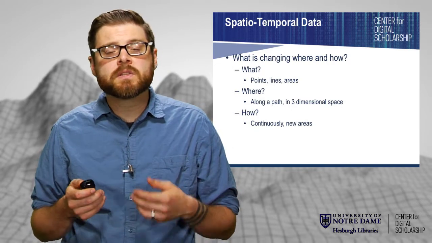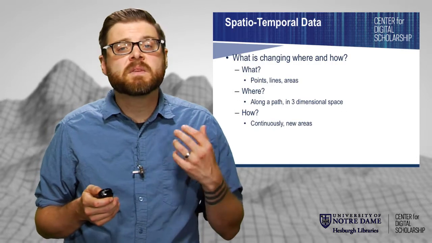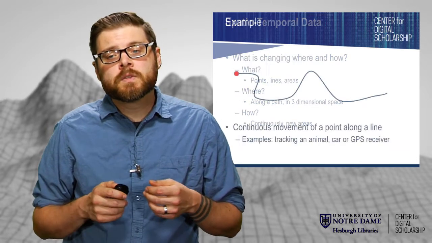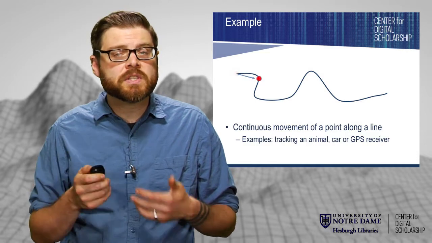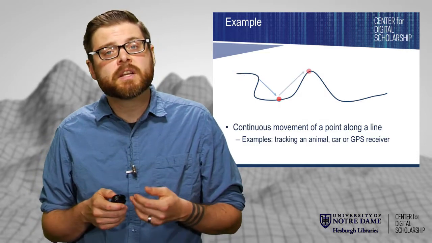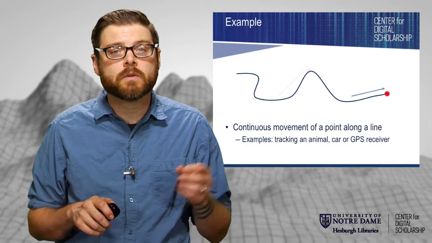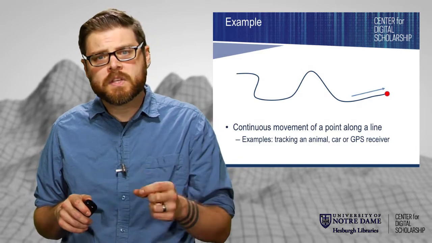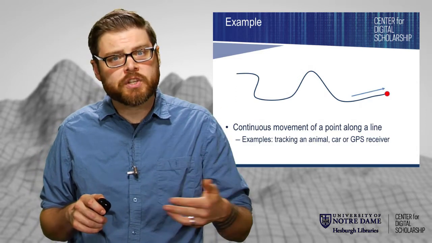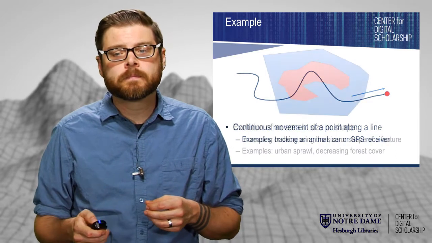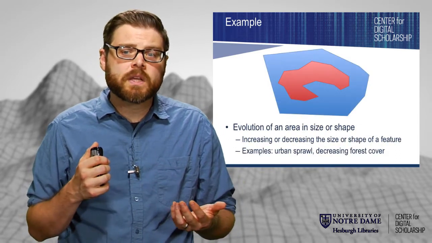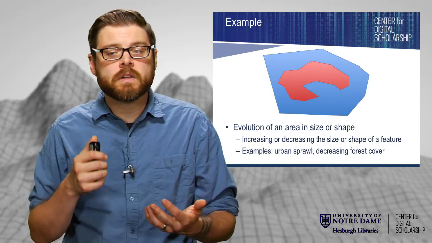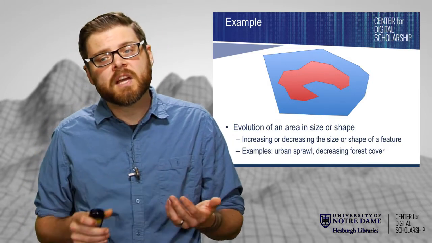Now, this could be points, this could be lines, it could be polygons, it could even be volumes. So for example, a point is probably going to change continuously along a line, whether this is something like a track log or whether this is simply the location of, say, a radio collar on an animal changing periodically throughout the day. Now if we're looking at areas, we could be thinking about evolution of an area in either size or shape.